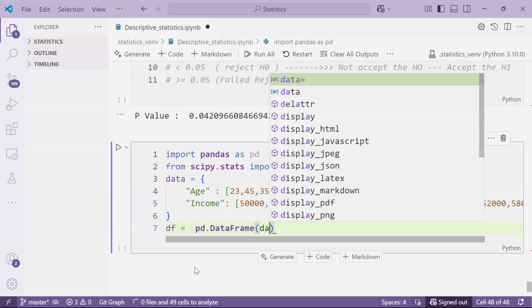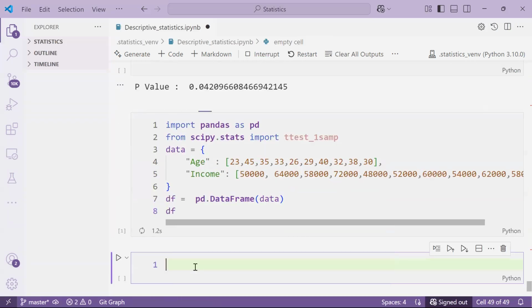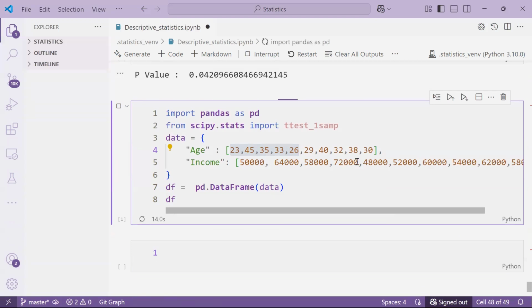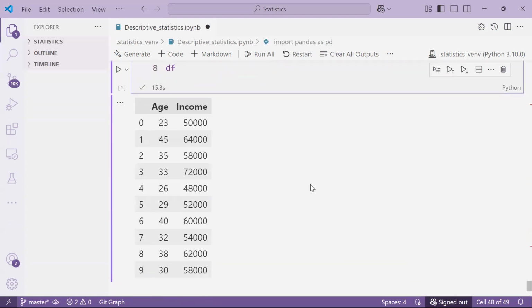and we have the data in it, and we can display this particular df, with age and corresponding income. Ten rows only, right? So now this is your age and the corresponding incomes.